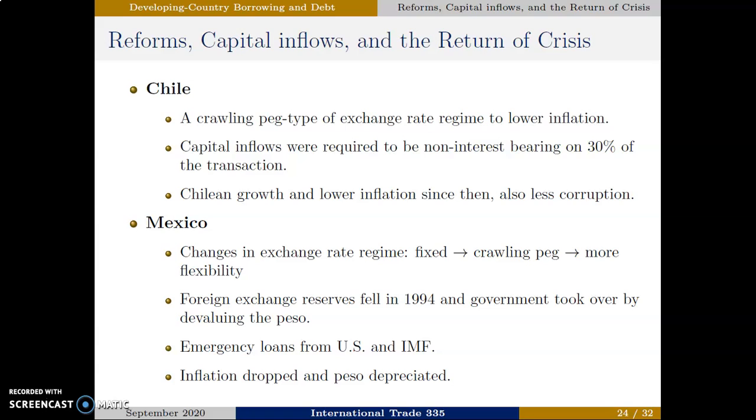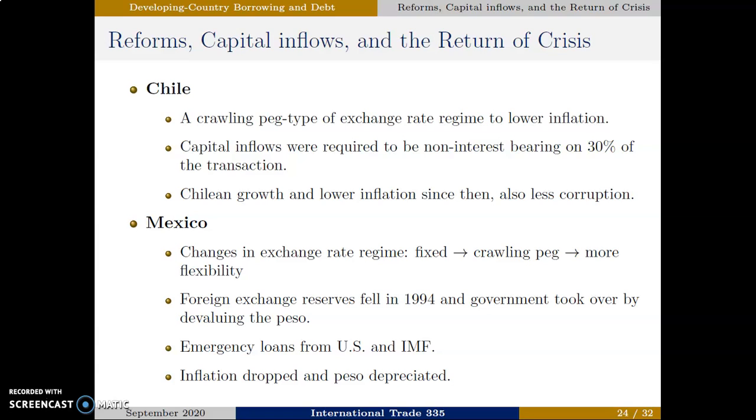In Chile, they imposed a crawling peg as an exchange rate regime to lower inflation. They further required that capital flows be non-interest bearing on 30% of the transactions. The Chilean economy started growing and it has had lower inflation since then. It has also seen a reduction in corruption.